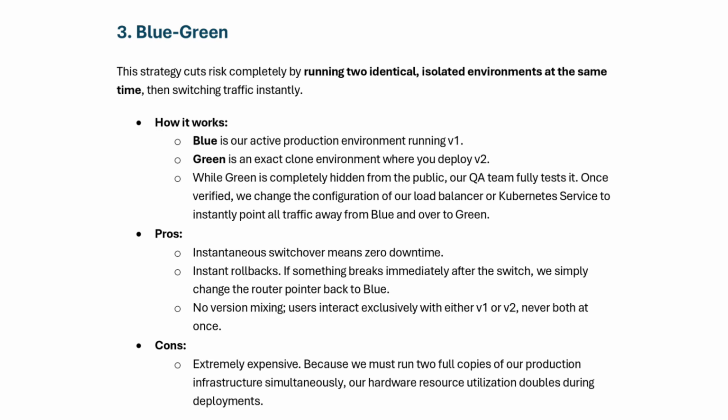Now cons of the blue-green deployment strategy in Kubernetes. This is extremely expensive because we must run two full copies of our production infrastructure simultaneously. Our hardware resource utilization doubles during deployments. As mentioned, this is a really expensive strategy because we are running two full copies of our production infrastructure simultaneously. That is, version 1 is our production infrastructure that is running and version 2 production infrastructure that is running. Even if we are not using version 2 or version 1, that would still mean a single version is idle and still running. So that was about the deployment strategies.